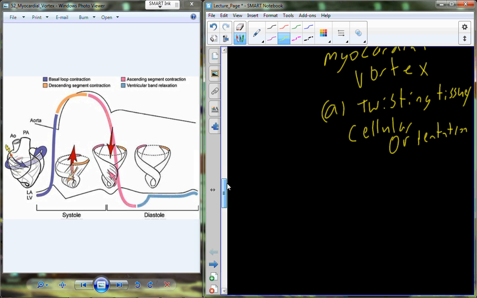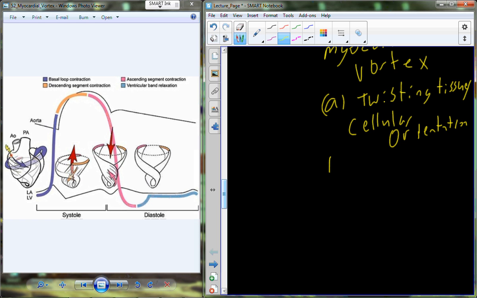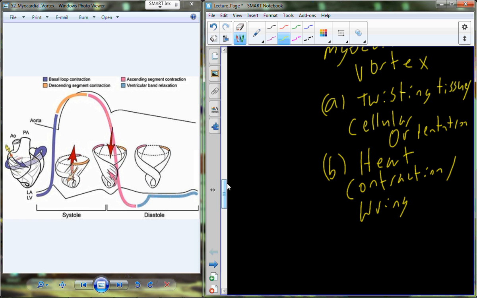And this twisting motion, again, results in a heart contraction that exhibits a wringing motion. Now you can actually experiment with the effects of why this is so important or why this is so advantageous for the heart to actually do.